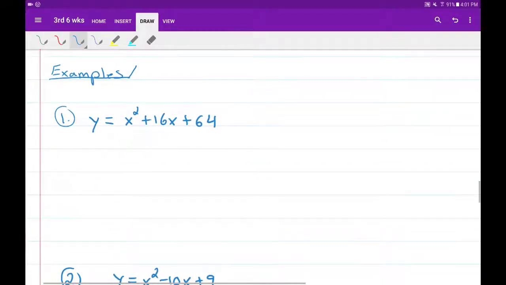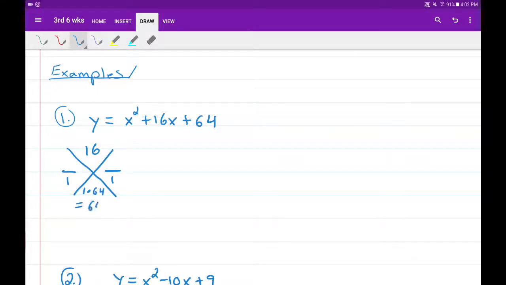All right, so go ahead and make my X. You have two factors on either side. My A term is 1, so I'm going to put that there. My B coefficient is 16. And my A times C, which is 1 times 64, that's going to be 64. So we need to find factors of 64 that add up to 16.